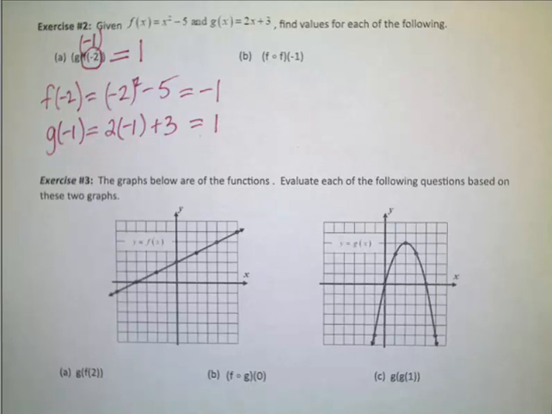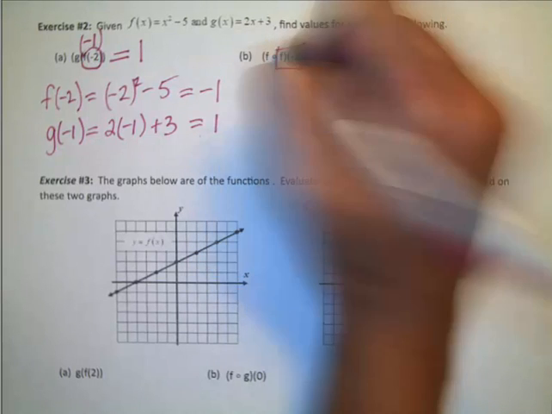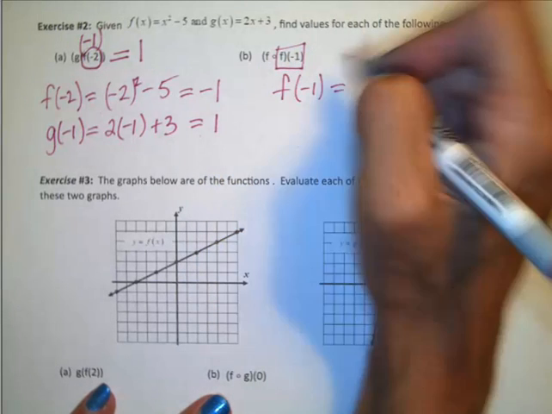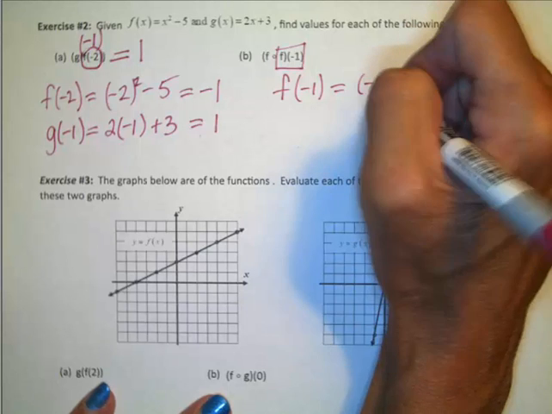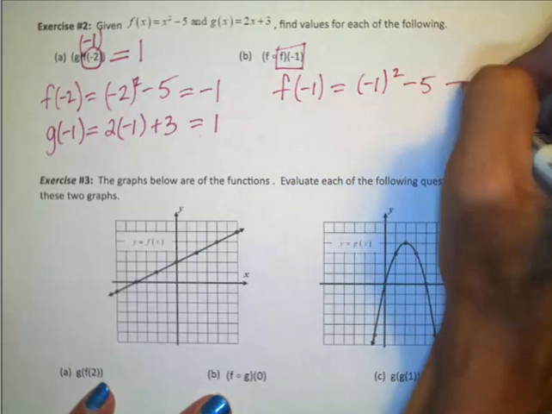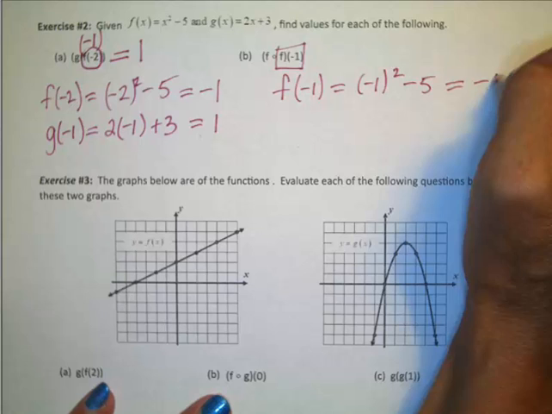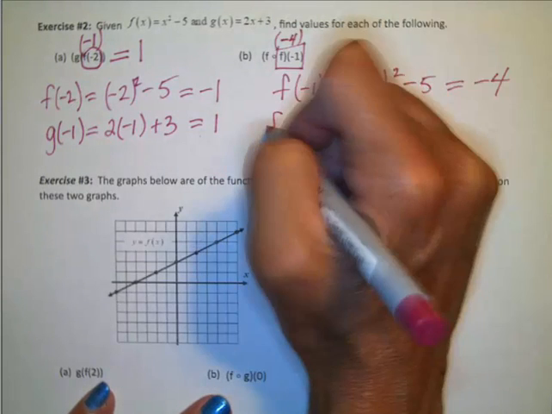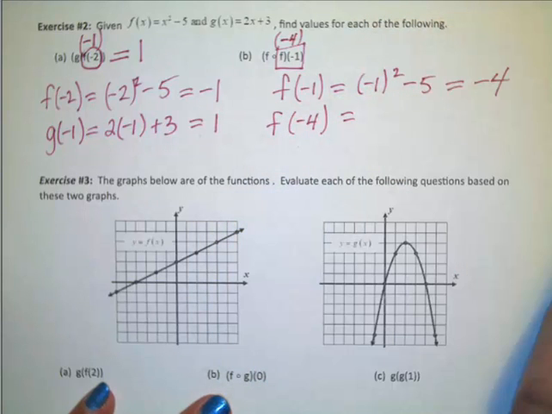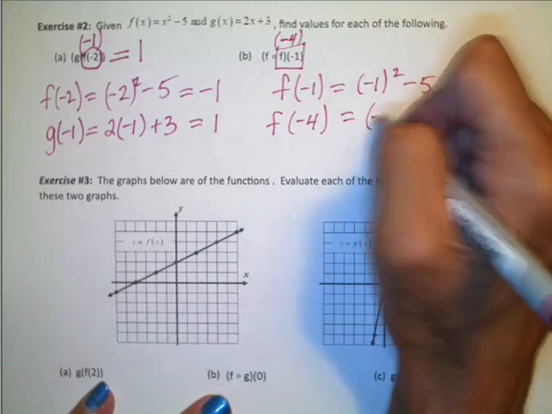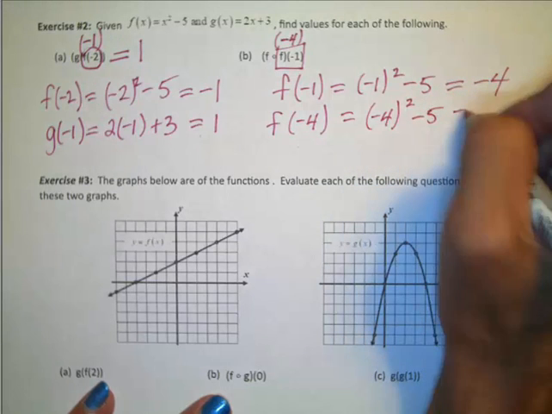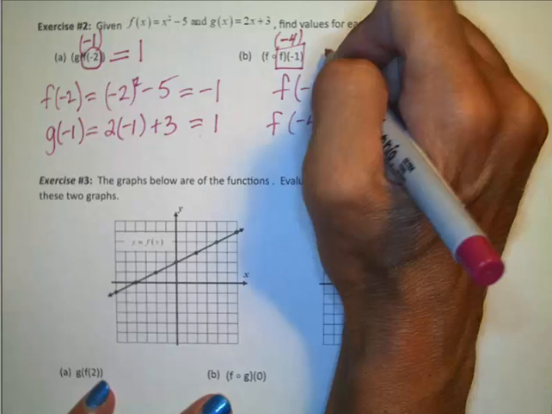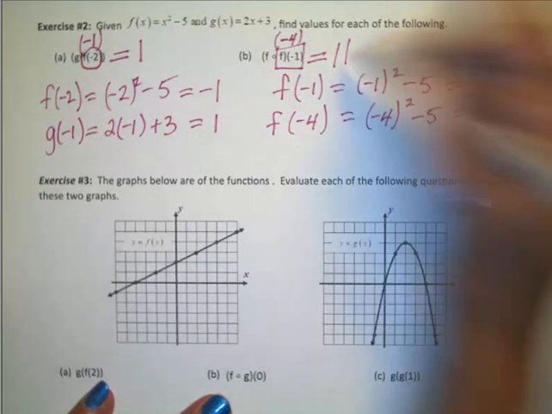All right, so let's try the next one. They use the f function twice. So f of negative 1: put negative 1 in for x, so negative 1 squared minus 5 is negative 4. So the answer to this one is negative 4. So now we're finding f of negative 4. So we have negative 4 squared minus 5, which is 11. So f of f of negative 1 is 11.